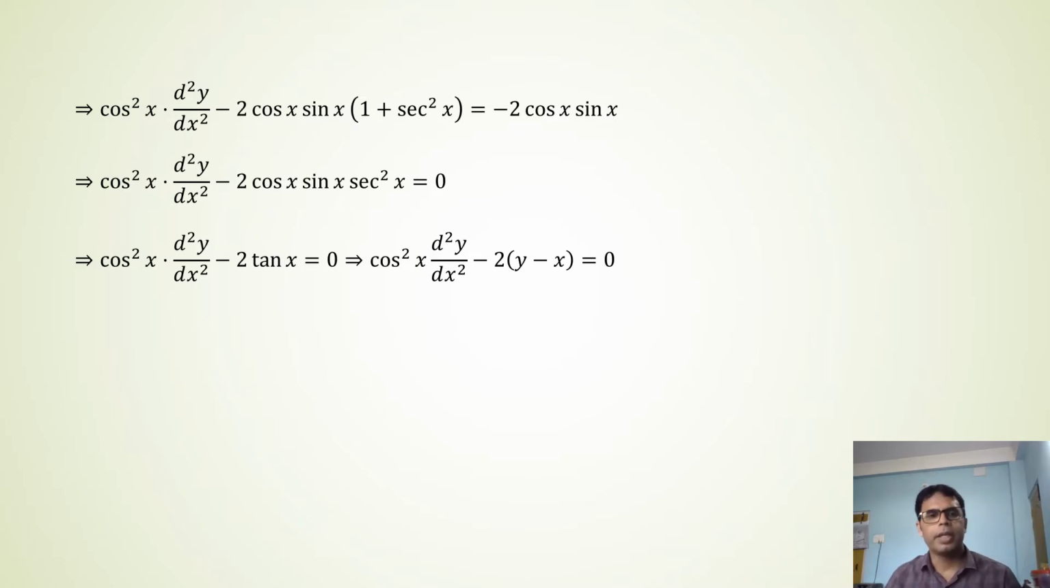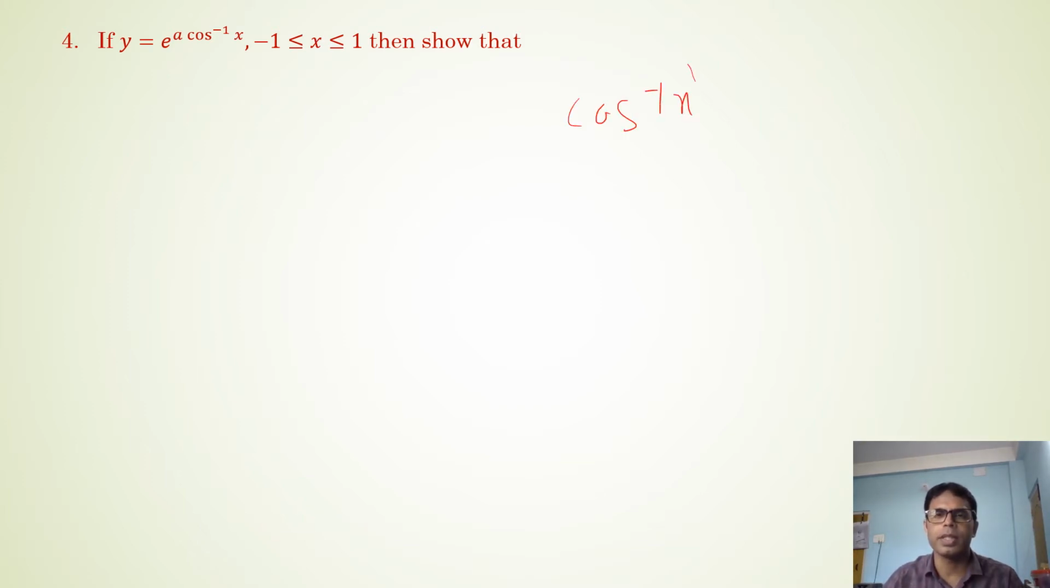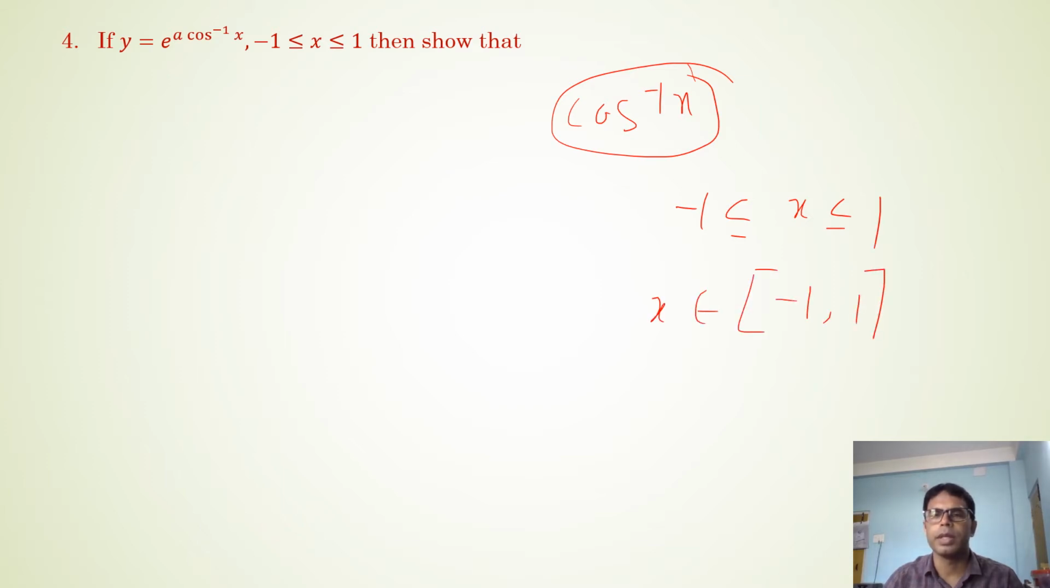Okay, so let me take another question. If y is equal to e to the power a cos inverse x, and where x is given in between minus 1 and 1, it is obvious. In case of cos inverse x, this function is defined only when x is always in between minus 1 and 1. Or you may also write like this, x is belonging to minus 1 1. You can also write in this way.